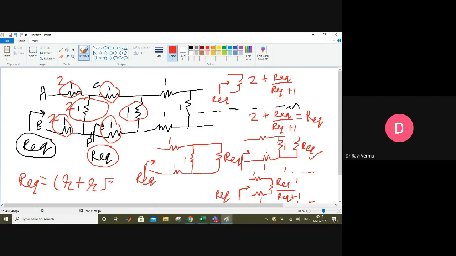So in the first case it was 1 ohm. So 1 plus 1 root 3. So 2.732 is the answer. When it is 2 ohm, 2 plus 2 root 3. Any doubt? No, sir. Don't just memorize this, derive it in the paper, okay.